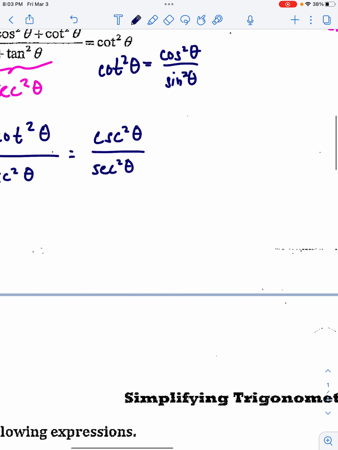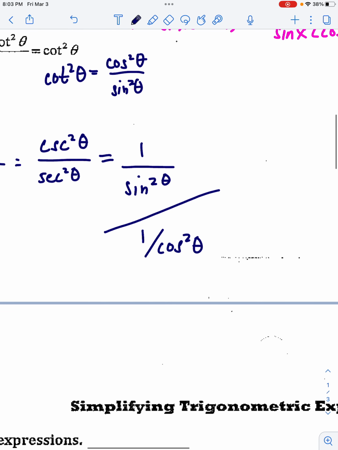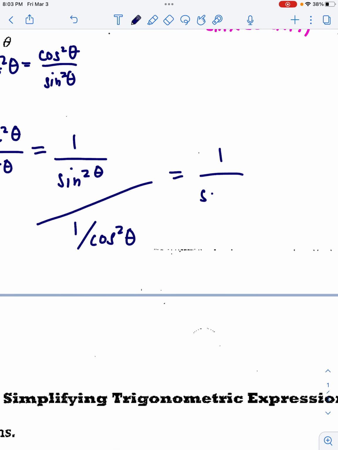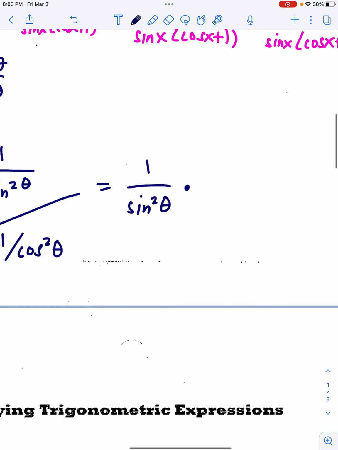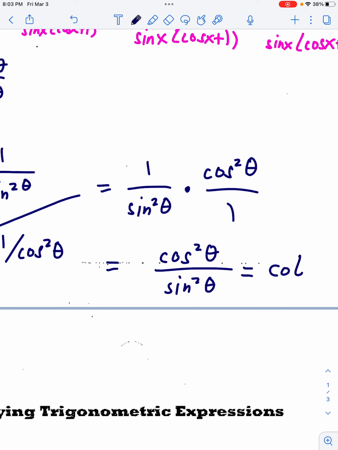So the guy on top becomes a 1 over sine squared. The guy in the bottom becomes a 1 over cosine squared of theta. And dividing a thing by a fraction is the same as multiplying by its reciprocal. So the reciprocal of 1 over cosine squared is cosine squared over 1, which is cosine squared theta over sine squared theta, which is cotangent squared of theta.